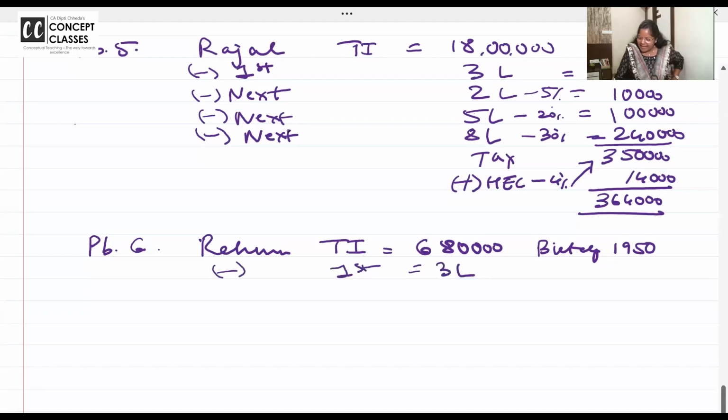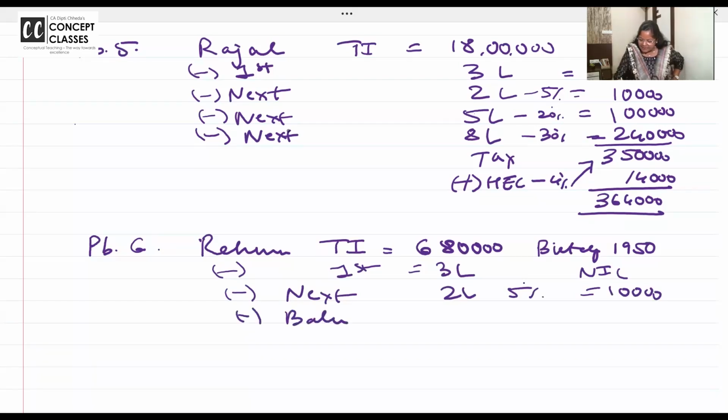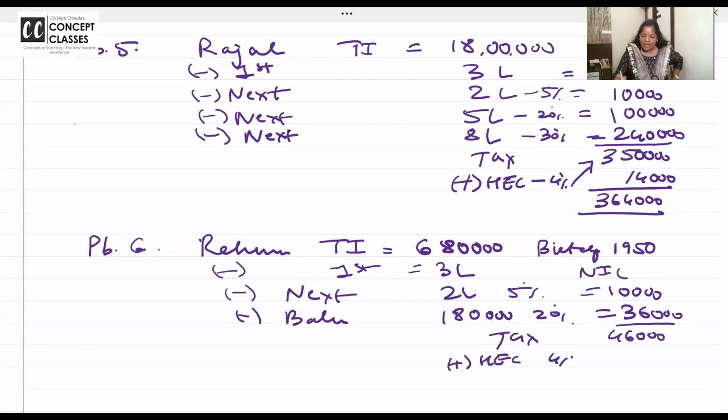On the first 3 lakh, it's nil. On the next 2 lakh, it's 5%, 10,000. And on the balance 1,80,000, it's 20%, 36,000. आपका आंसर अलग आ रहा है? नहीं, ma'am. Same, no? Add the cess, 47.